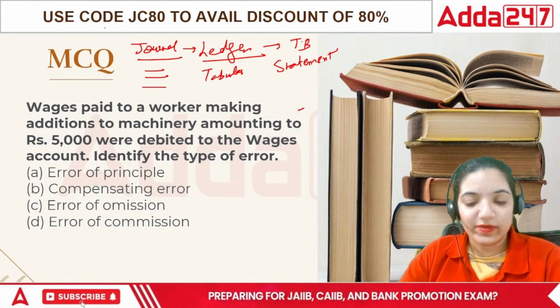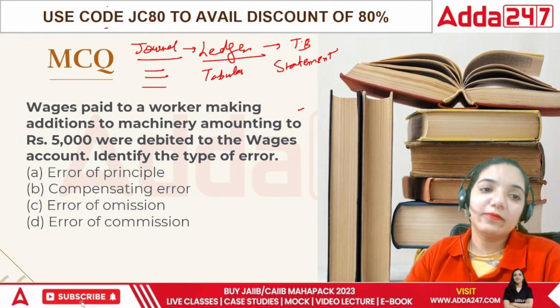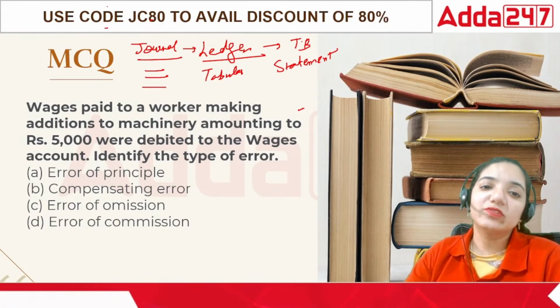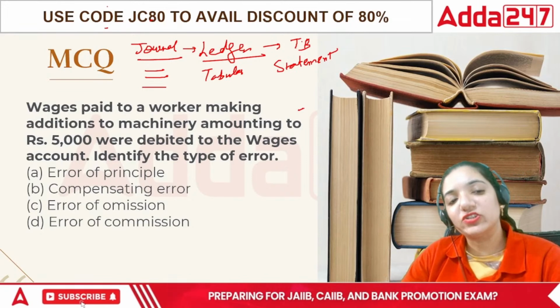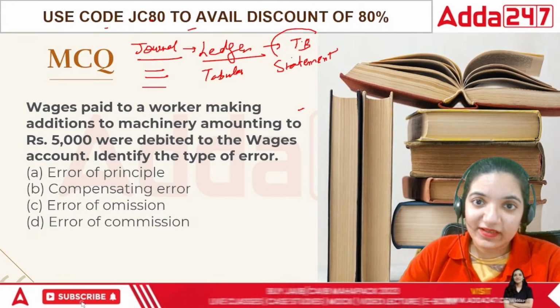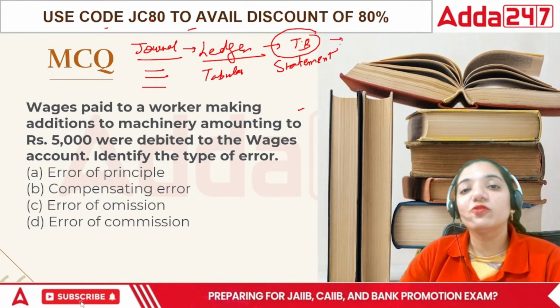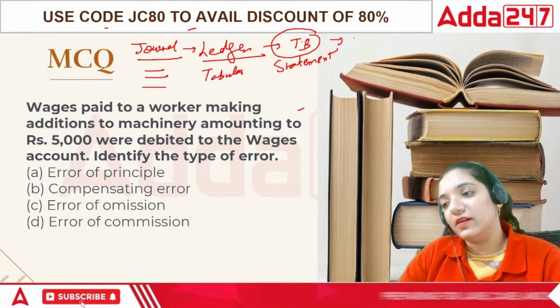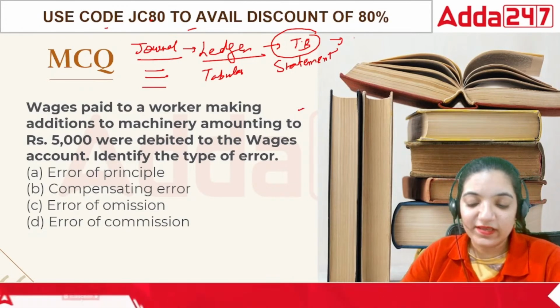Now let's look at the question. Wages paid to the worker making additions to machinery amounting to rupees 5,000 were put into the wages account. Identify the type of error. While making this trial balance, sometimes there are certain errors that will come to your notice. Those kinds of errors have to be rectified. The ones which can be detected have to be rectified.